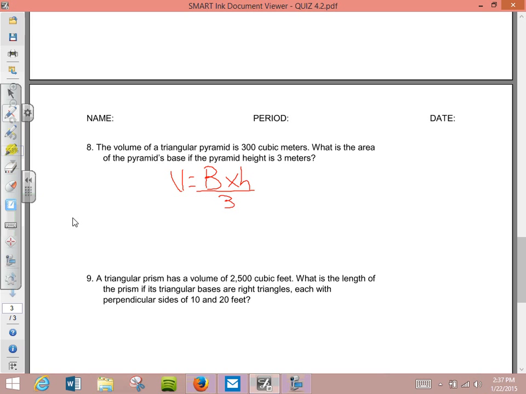Let's fill it in. What do we know from there? This is the volume, right? Do we know the base? Do we know the height? Divided by 3. I need you to stop moving now and pay attention. So tell me, what do I do to find B? Go backwards.